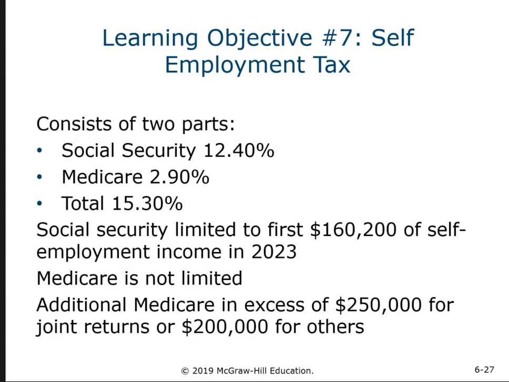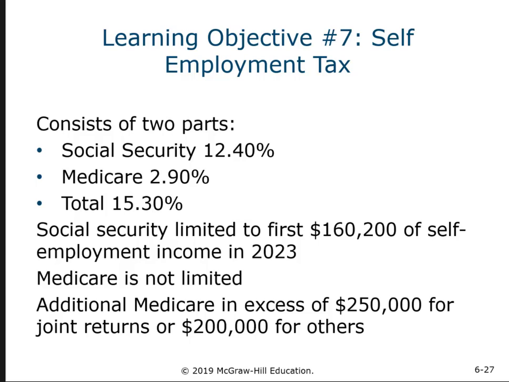So you have to calculate self-employment tax on the first $160,200 of this income in 2023. That's the limit, and it goes up. That limit changes each year. Medicare is not limited, so that goes on forever.